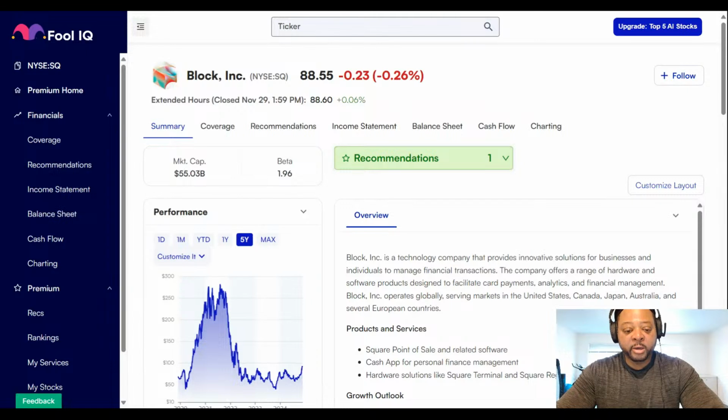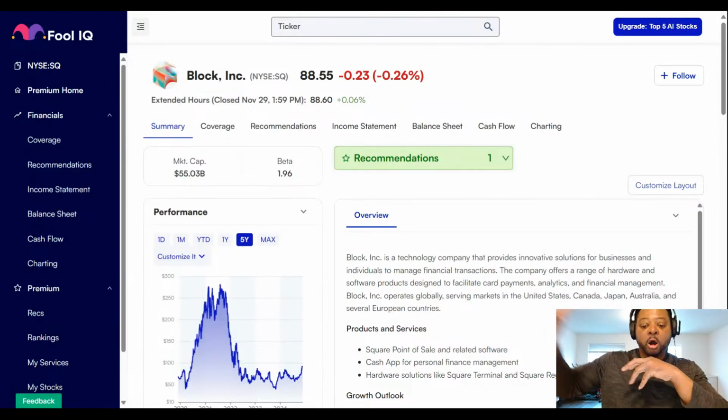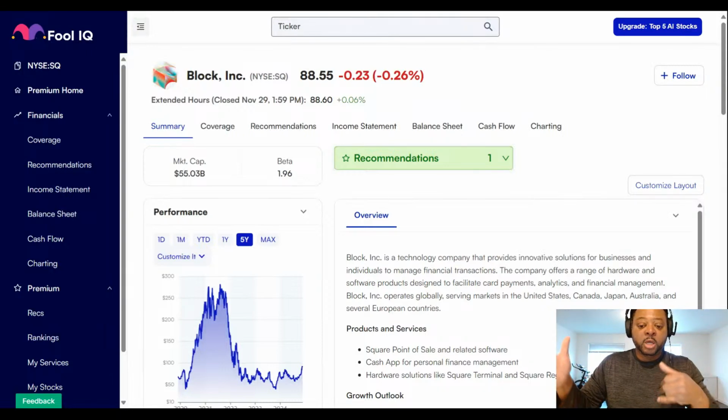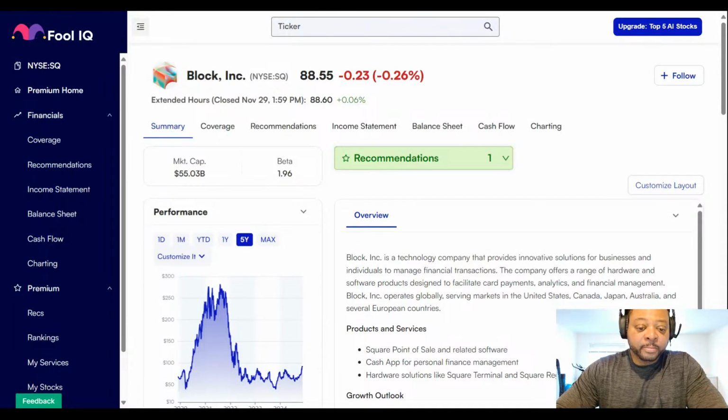This beta right here is important. Beta measures the volatility of this stock compared to the stock market. You want to have a beta of less than one if you don't want it to be too volatile, meaning if you don't like large price movements. Block could move $10 in a day, maybe $8 in a day, maybe more than that. If you can't stomach that, then I suggest getting companies with a lower beta than this. That's what this stands for.